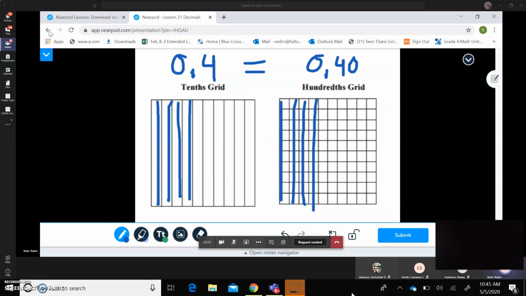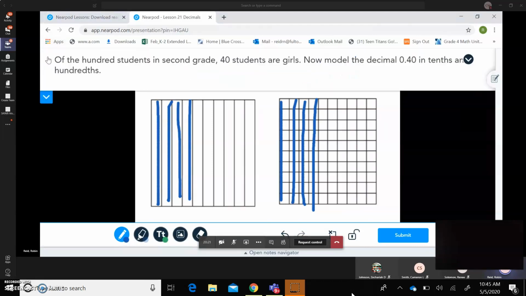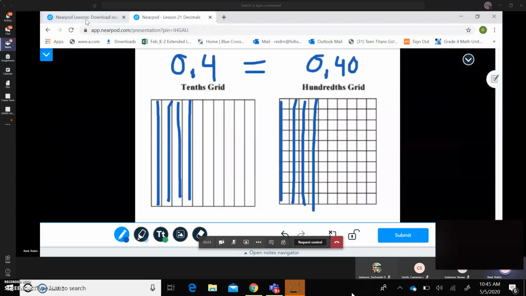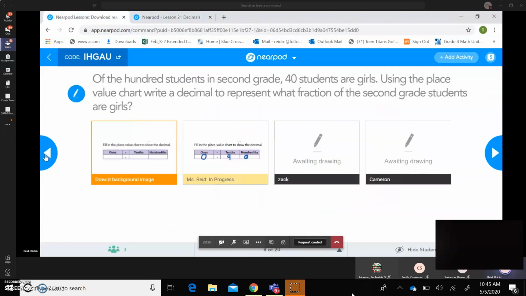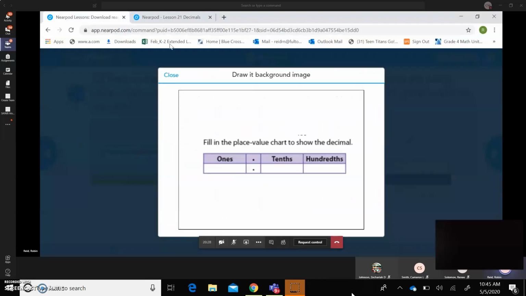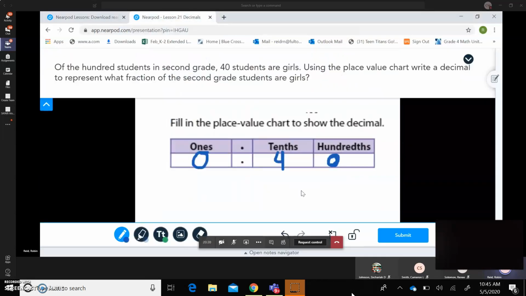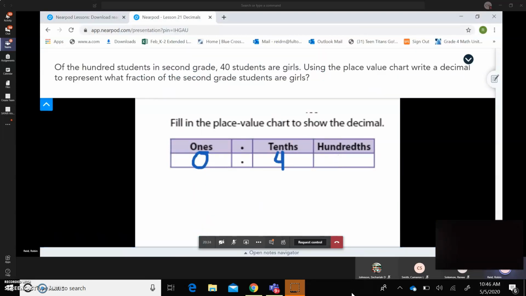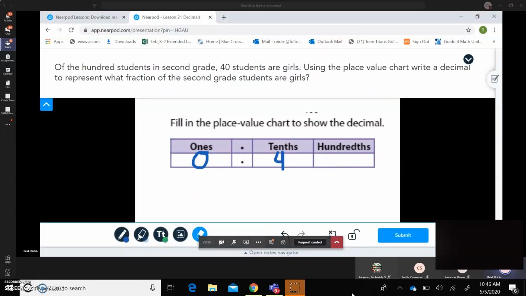And remember, if you forget how to write it, always go back to your place value chart. So here we represent 4 tenths. So I write 4 tenths this way: no whole number, just 4 tenths.